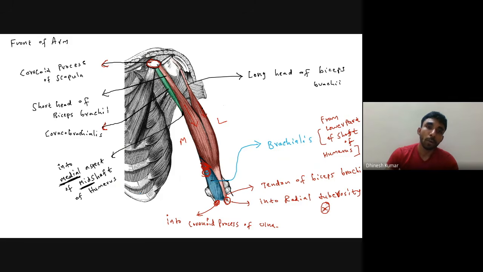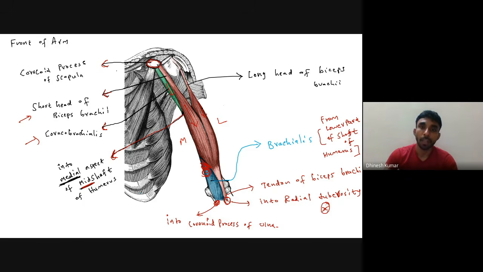Then, what is the one more muscle having common origin along with coracobrachialis, from the coracoid process? Yes, it is the short head of biceps brachii. Fine. And as you see in this diagram very clearly, the coracobrachialis muscle, after arising from the coracoid process, is getting inserted into the medial aspect of the middle of the shaft of the humerus. Okay, medial side of the mid shaft of humerus.